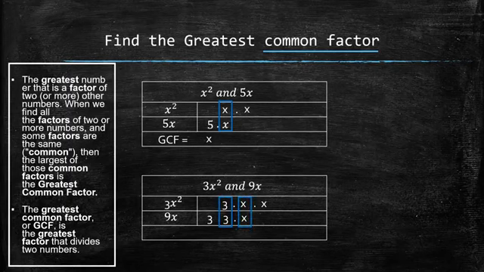So meaning you have two common factors. So you write down 3x. So ang common factor or GCF ni 3x squared and 9x is 3x. So that is your greatest common factor.